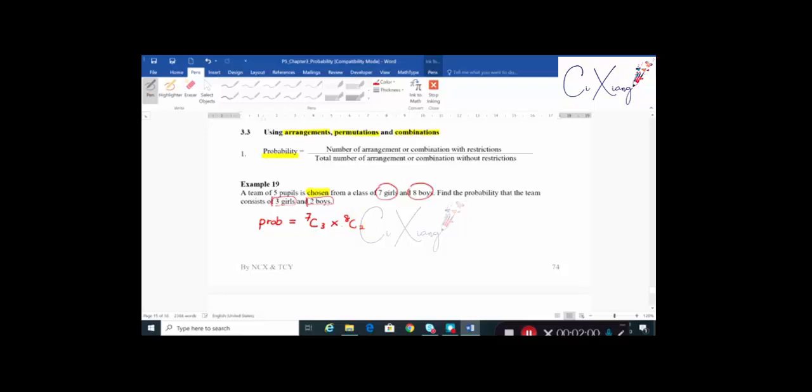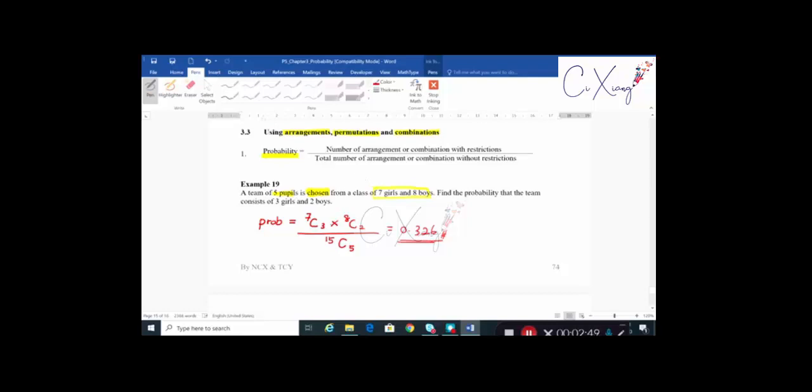So this is the number of combinations with restrictions divided by the total number of combinations without restriction. Without restriction means regardless of gender. In general, you want to get 5 pupils from a group of 15 pupils. Therefore, without restriction the combination will be 15C5. If you use a calculator to help you, you should be able to get the answer, which is 0.326. So this is how we use the concept of combination to find the probability.